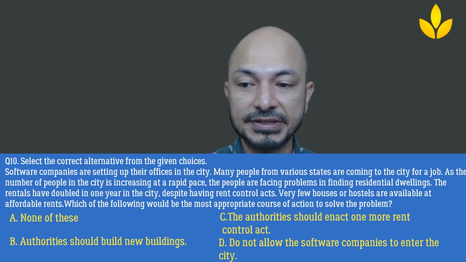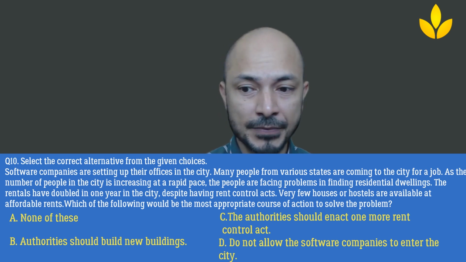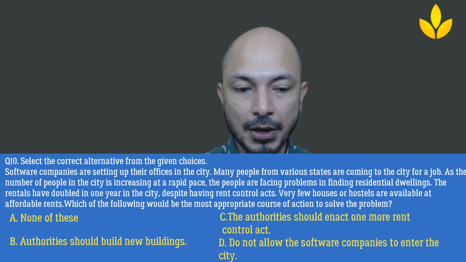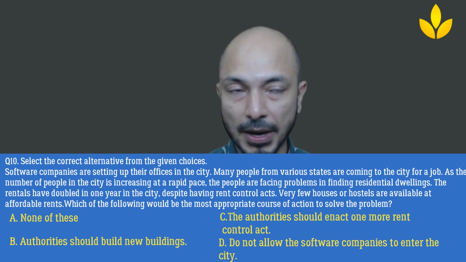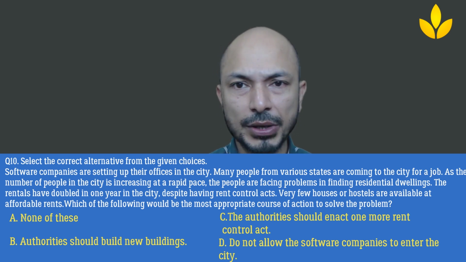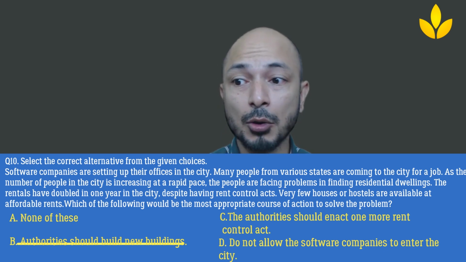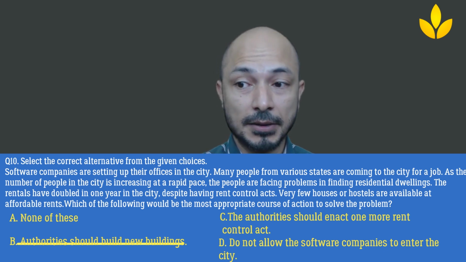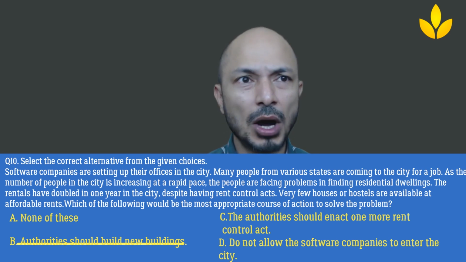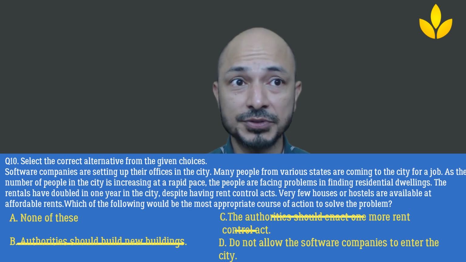So leaving aside A, which says none of these, we come to option B, authorities should build new buildings. Now, with this course of action, they can never be sure if the problem would be solved by constructing new buildings only. So we can leave aside option B. Option C says the authorities should enact one more rent control act. Now over here, the authorities have already enacted a lot of these rent control acts. So one more act is unlikely to bring about any major change. So we can leave aside option C as well.